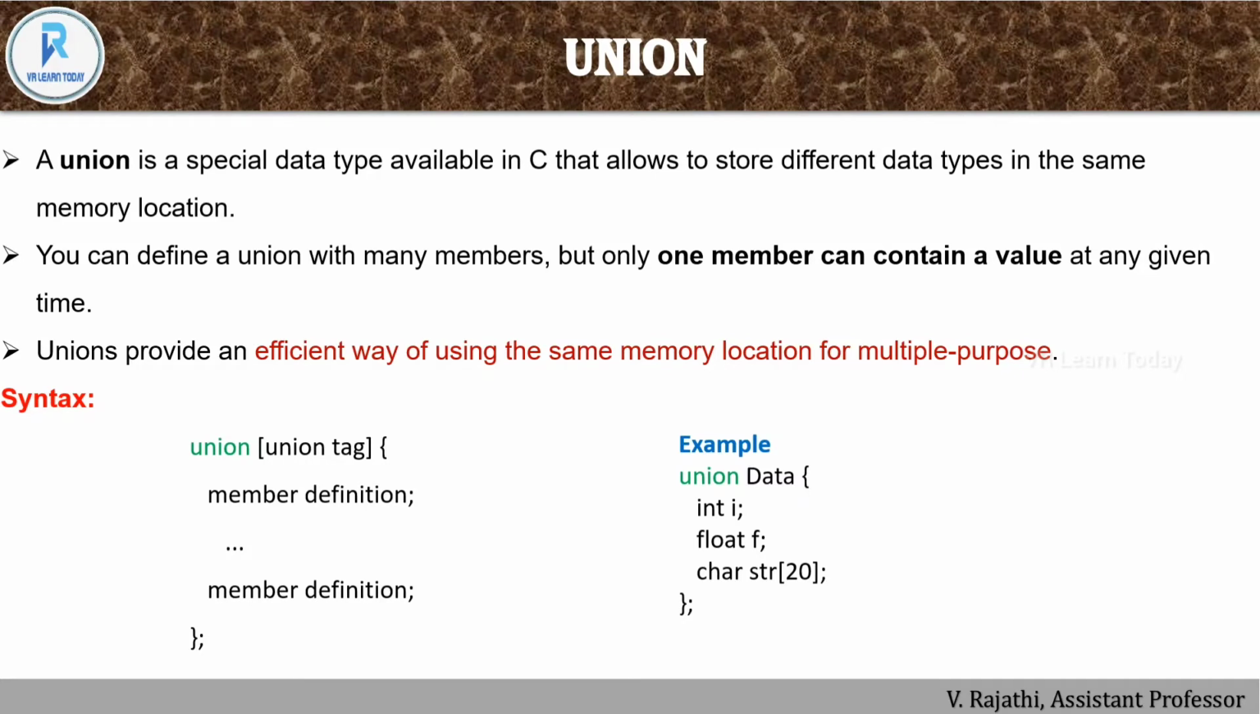So different data types, int, float, or others, will be allocated in the same memory location. So the same memory location will be shared. That is the main concept. We have to move on to the union example.